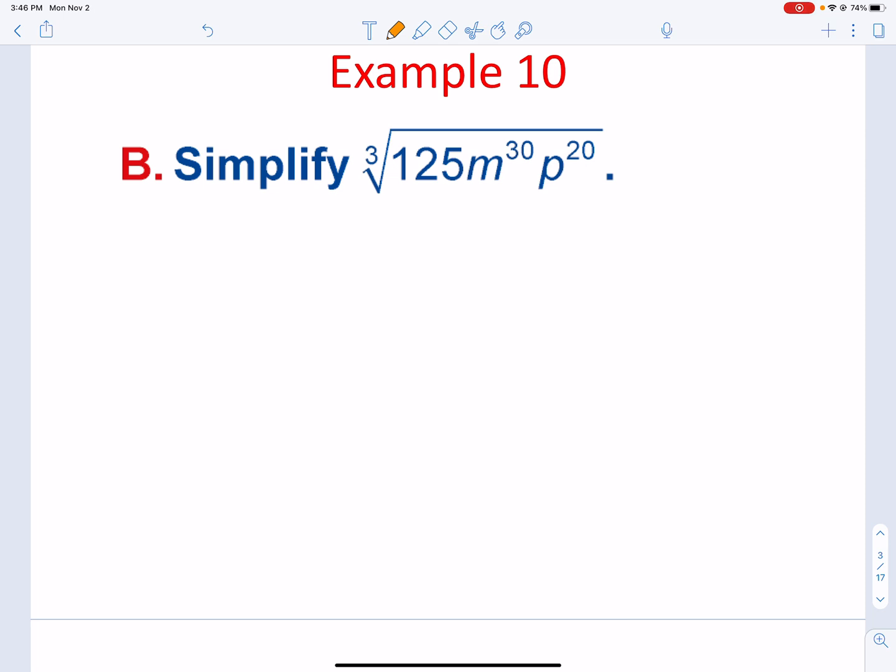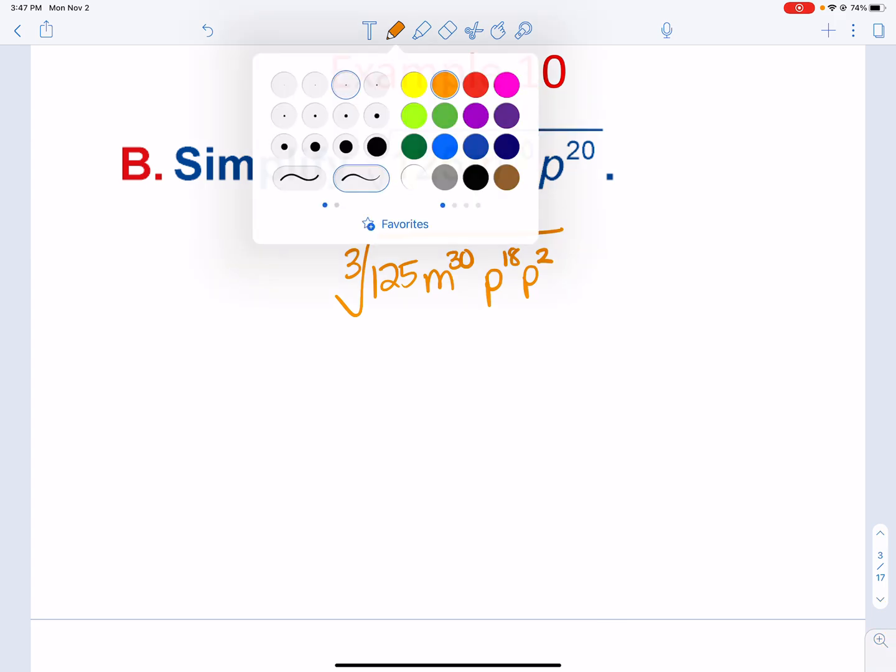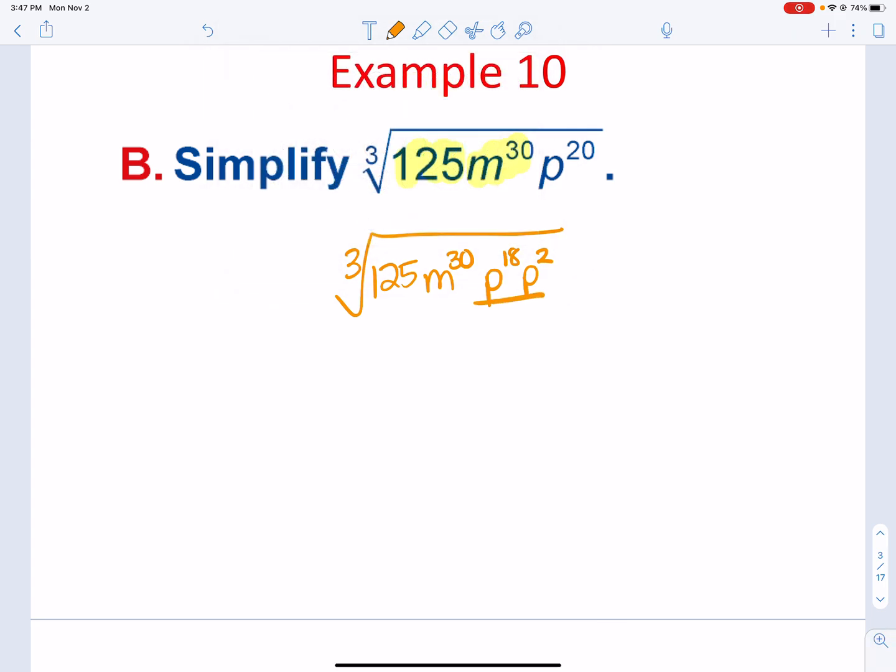But if I just work every problem, you're probably going to not do as well as you'd like. So if I look at this, 125 is a perfect cube, 3 goes into 30, but 3 does not go into 20. So the easiest way to do this is to rewrite it so that it's the closest thing that 3 goes into, that's below 20. So wouldn't that be to the 18th? Okay. So I rewrote p to the 20th as p to the 18th, p squared.